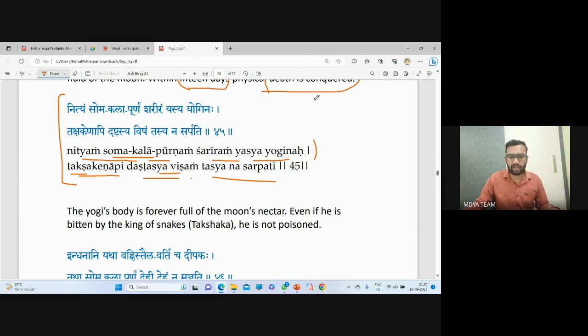You can understand according to modern science that the nectar or this Khechari Mudra is making our immunity power so strong that poison will also have no effect on us. That kind of antibodies it is preparing in our body, no bacteria and no kind of poison will affect the yogi's body. Okay, his body will be completely disease free.